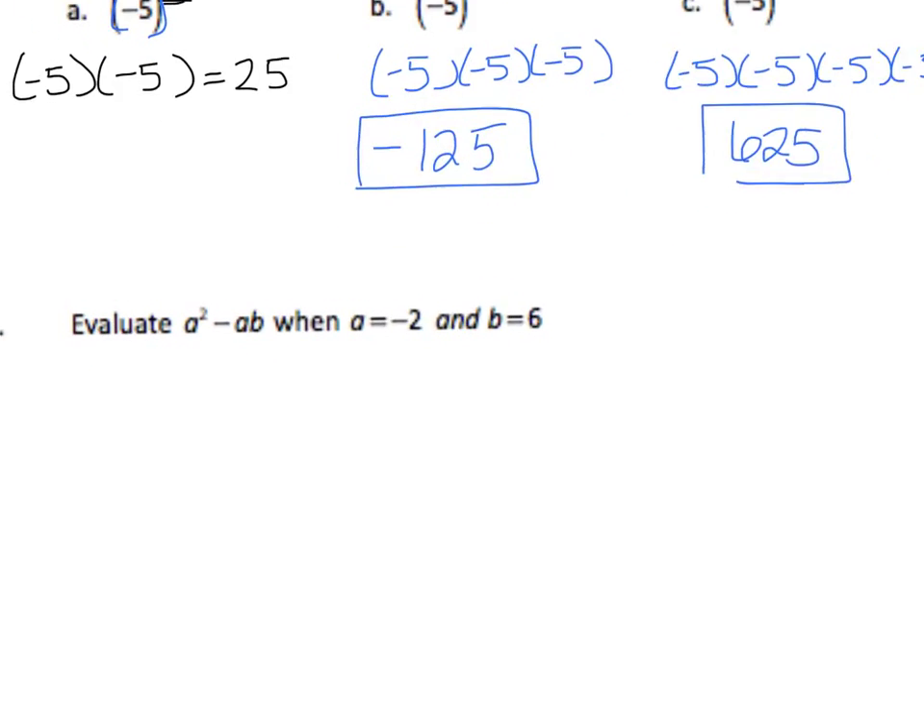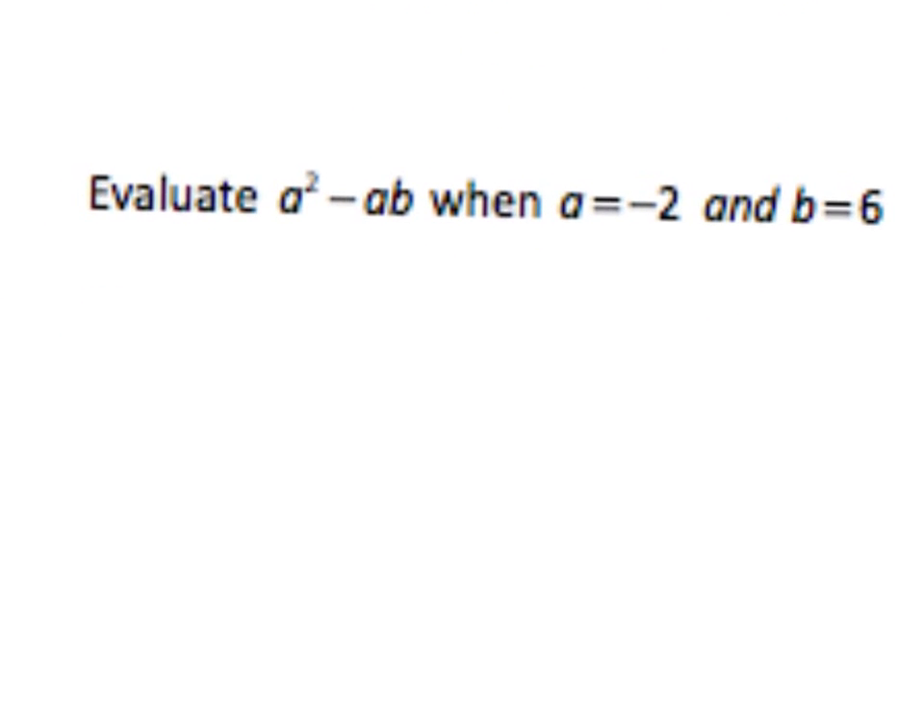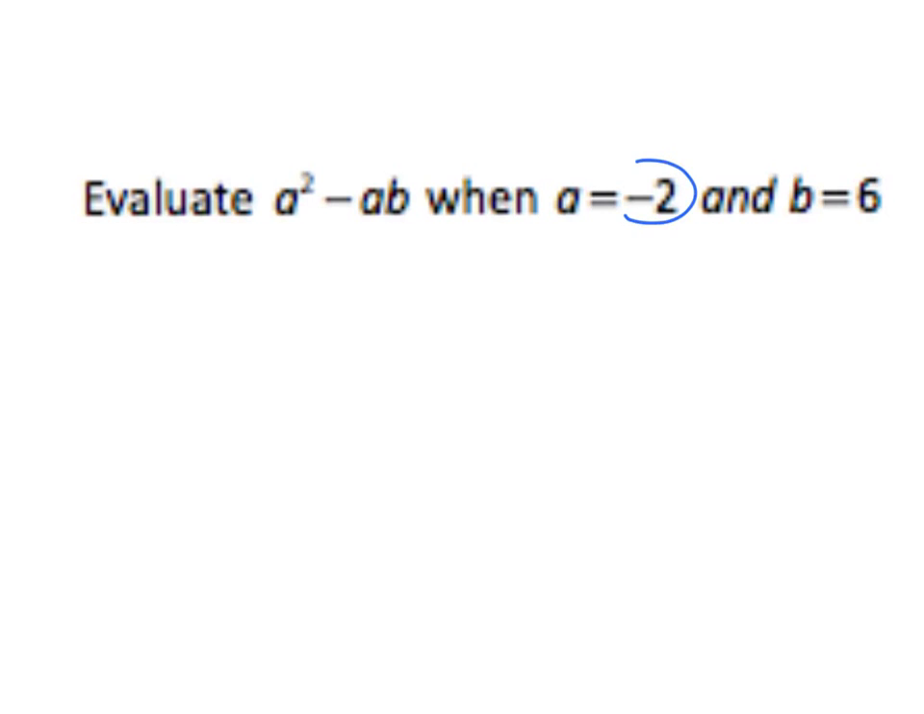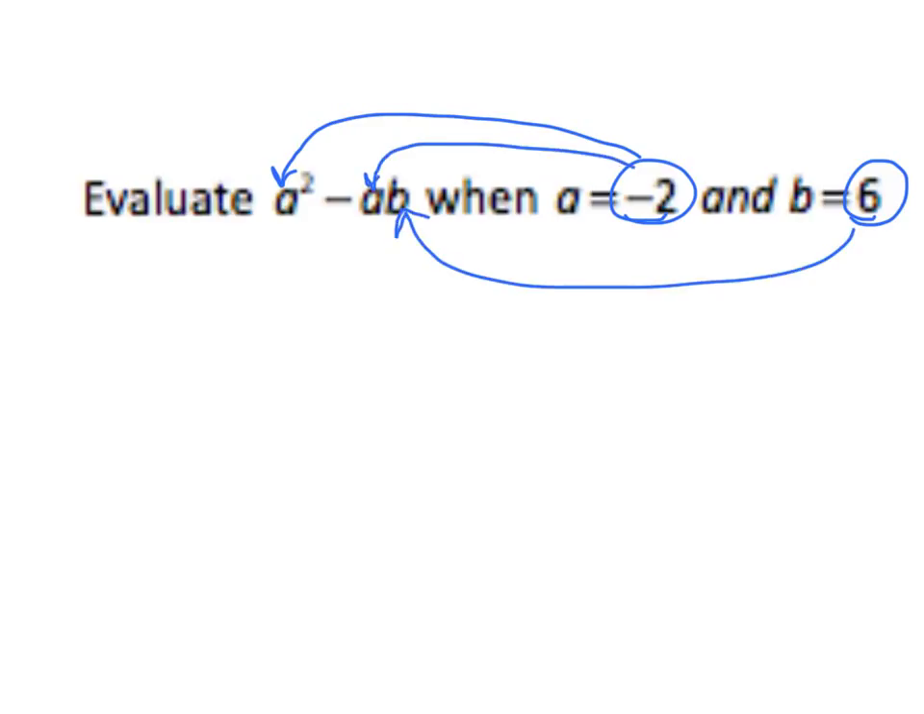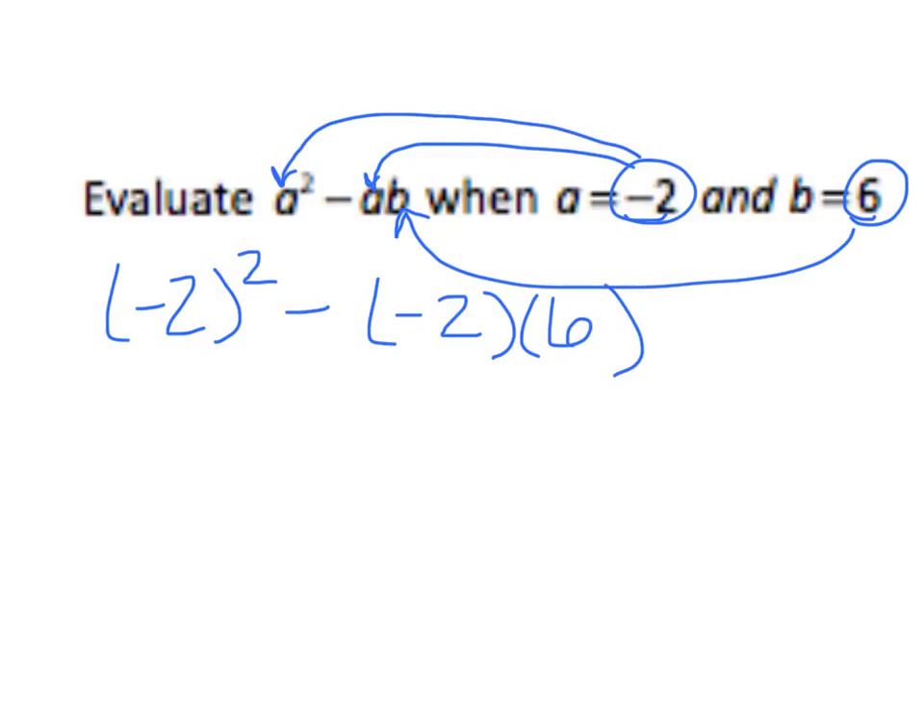The second part of level 1 is evaluating. So let's see, we've got A squared minus A times B, when A is -2 and B is 6. Anytime you substitute numbers in for variables, you want to put parentheses around them to protect them. So I'm going to put -2 in for A, and that's going to be squared, minus another -2 in for A. Notice I didn't use that subtraction sign and the negative sign in the 2 to make it a positive just yet, because I got to deal with that multiplication first, order of operations.